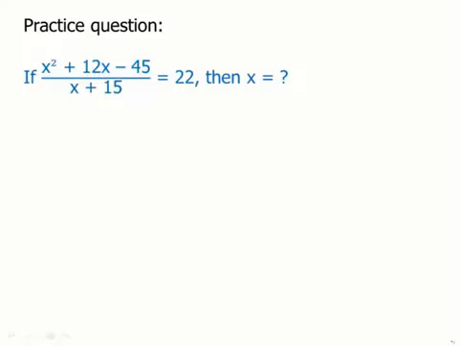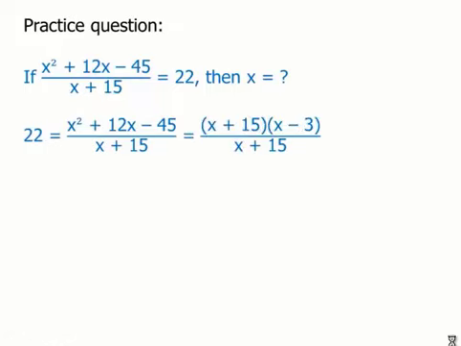Well, notice the following. Notice if we start with this and just factor the numerator of that, we get a factor of x plus 15. Cancel those x plus 15s, and we're down to the equation 22 equals x minus 3. So x, of course, equals 25. Notice how deviously easy this question is if you realize you can simplify by canceling.